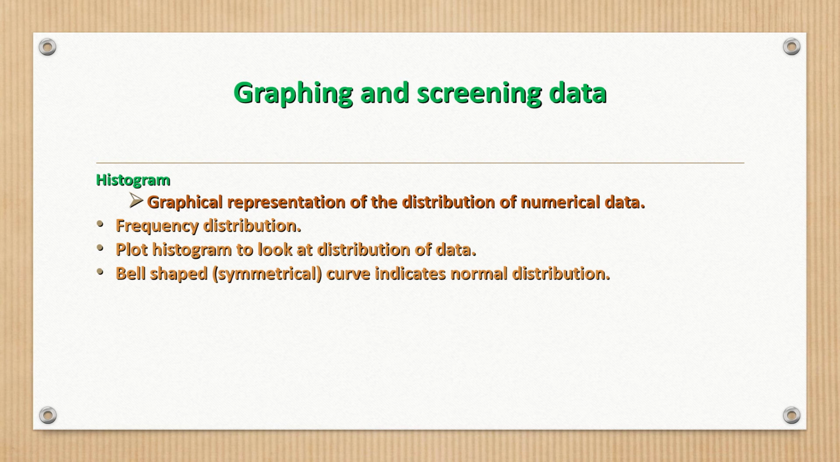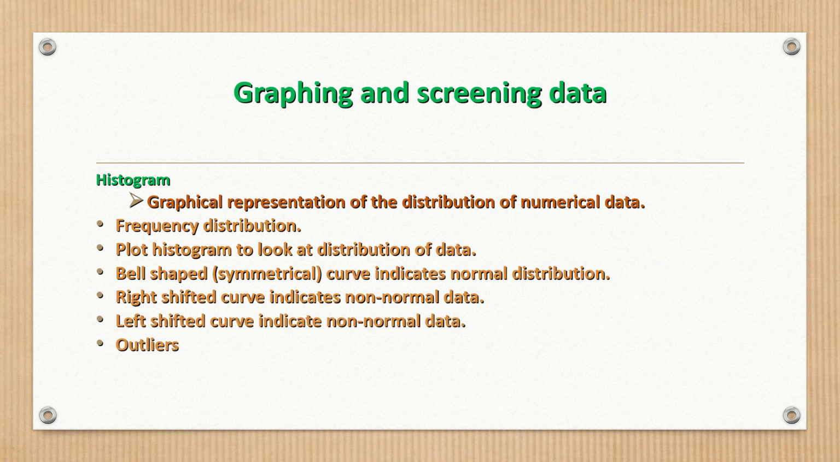So if the shape of your data in a histogram, if the shape of the curve is bell-shaped, symmetrical, that indicates normally distributed data. However, if the curve is shifted either to the right or to the left, then it indicates non-normal data. The other benefit of drawing the histogram is that it will pinpoint outliers for you. Outliers are an extreme high or low value compared to the rest of the scores.